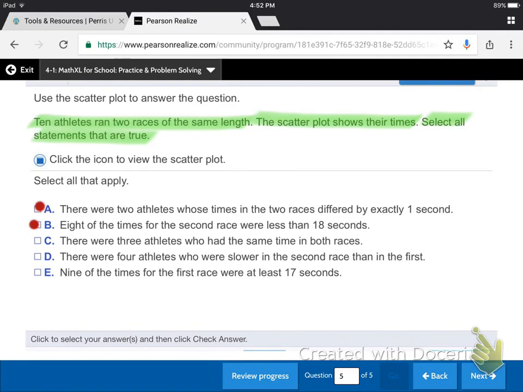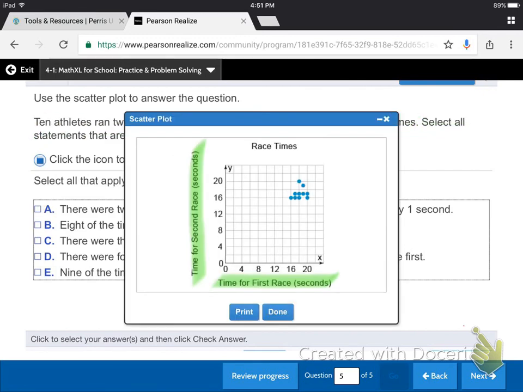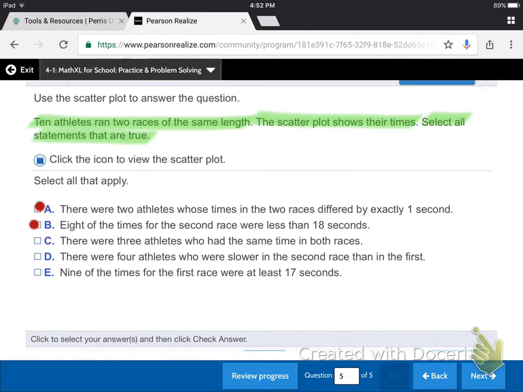And E, 9 of the times for the first race were at least 17 seconds. Okay? 9 of the times for the first race were at least 17 seconds, and 17 is about right here. Right through the middle right there. And that's not true either. So, looks like we have what we need right there.